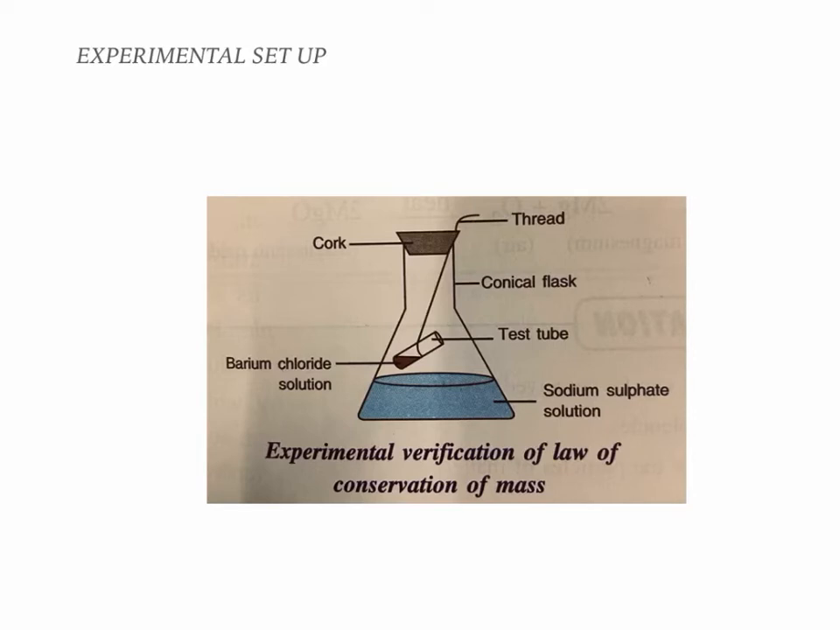Put a cork in the mouth of the test tube so that the thread holding the test tube is held firmly in place. Now carefully weigh the conical flask on a weighing balance and note the reading to get the mass of the conical flask and the substances. Now tilt and twist the flask so that barium chloride solution mixes with sodium sulfate solution.